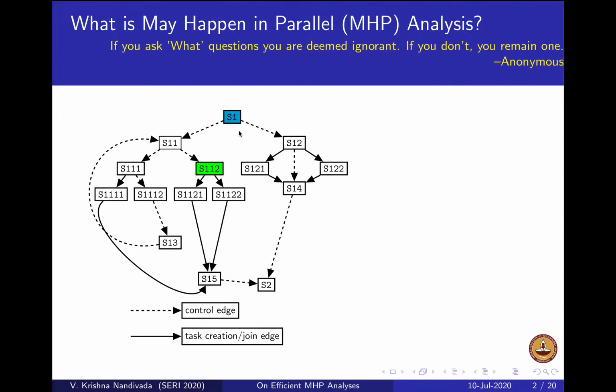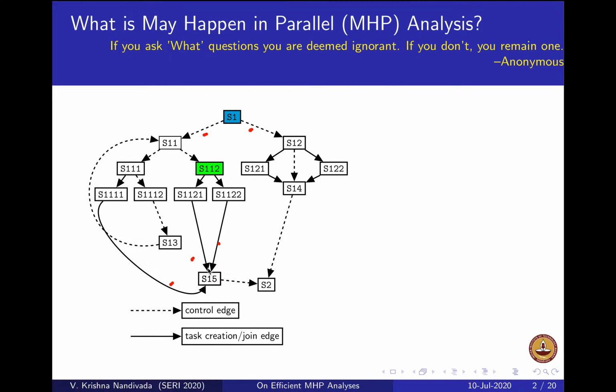Let us consider a program represented as a graph. The rectangles here show simple statements, and the dashed edges like these two represent control edges. These control edges can be seen as if-then-else, or if, or while, etc. And we also have solid edges that are representing task creation and join edges. For example, S112 creates two tasks, S1121 and S1122. And at S15, three tasks join. So that's a join node.